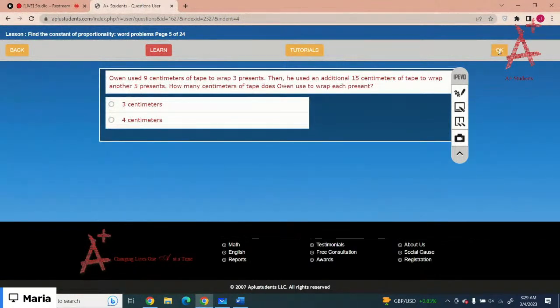Owen used 9 centimeters of tape to wrap 3 presents. Then he used an additional 15 centimeters of tape to wrap another 5 presents. How many centimeters of tape does Owen use to wrap each present? Which is the correct option? That is the one I did on the tutorial. So which is the correct option?